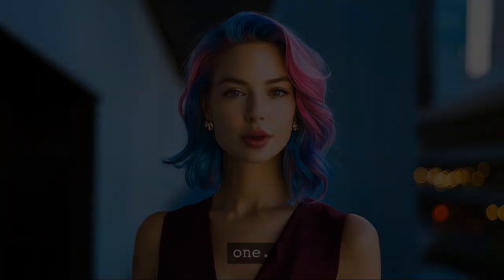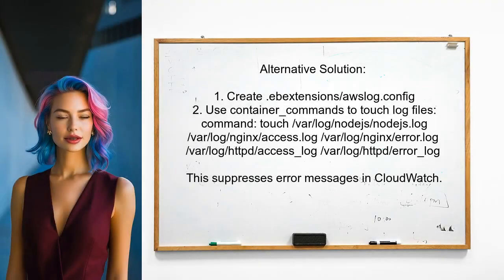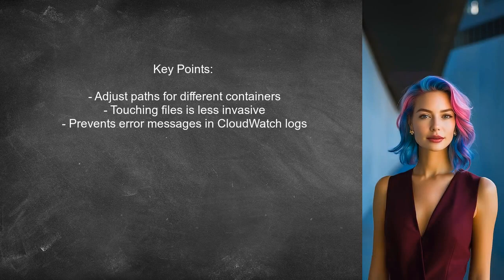Let's take a look at another one. An alternative solution provided by a user involves creating a configuration file in your Elastic Beanstalk environment. They suggest using the AWS log.config file to ensure that specific log files are created at boot time. This prevents the "no file is found" error messages from appearing in your CloudWatch logs. The user also notes that if you're using a different container, you can adjust the log file paths accordingly. They emphasize that touching the files is less invasive than removing the HTTPD blocks from the configuration.